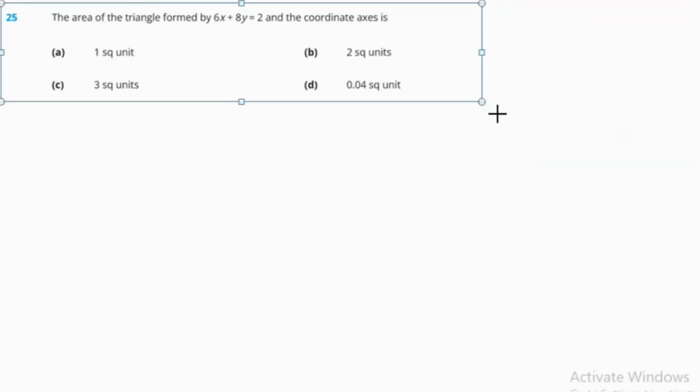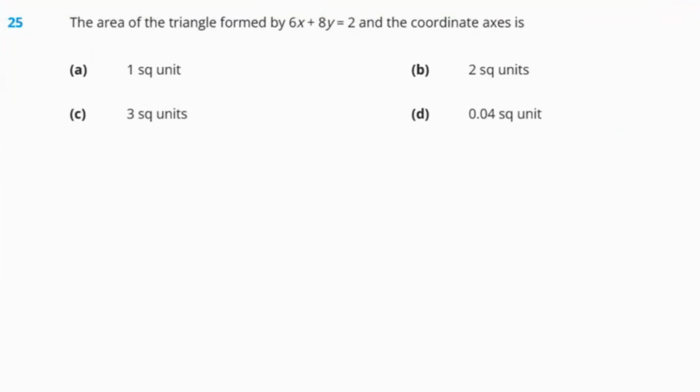Next. The area of the triangle formed by 6x plus 8y is equal to 2 and the ordinate axis is. As we already know, the formula for the area of a triangle is half into base into height.